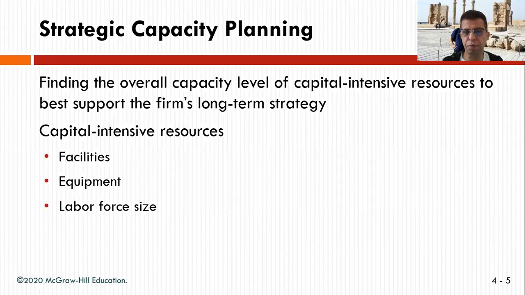Now, strategic capacity planning: finding the overall capacity level of capital intensive resources to best support the firm's long-term strategies. The capital intensive resources usually are the facilities, the equipment, and labor force sizes. So what kind of facilities, how many, where they are located, the equipment that you have, and the labor that you need to deliver the product or the service.